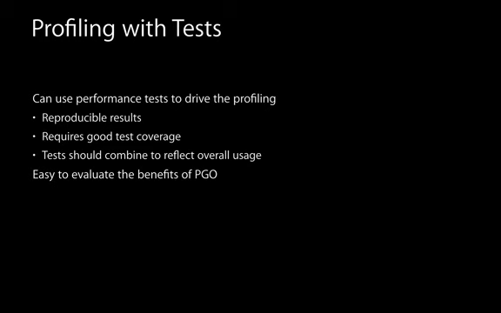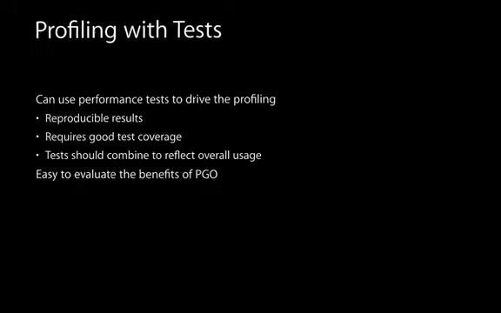Again, though, keep in mind, it's important that your tests cover the code in a way that reflects the typical usage of your app. Going back to my three-level game, if I write lots of tests for the first level and only a few for the second and third level, again, the compiler's going to end up optimizing more heavily for that first level. Another benefit of using tests is it gives you a great way of evaluating how much PGO helps me. You can just run your tests. But let me show you that with a demo now.